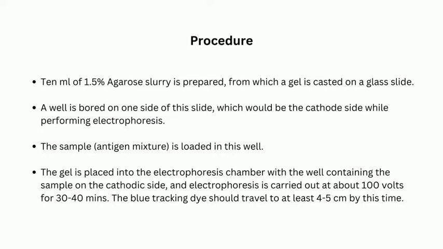The gel is placed into the electrophoresis chamber with the well containing the sample at the cathodic side, and electrophoresis is carried out at about 100 volts for 30 to 40 minutes. The blue tracking dye should travel at least 4 to 5 cm by this time.